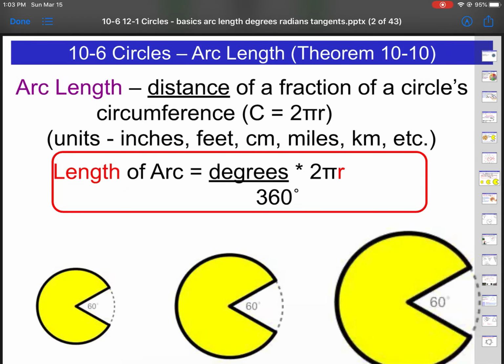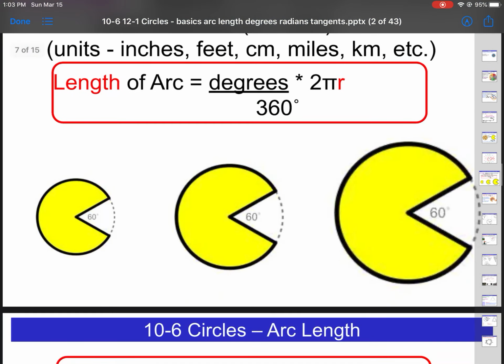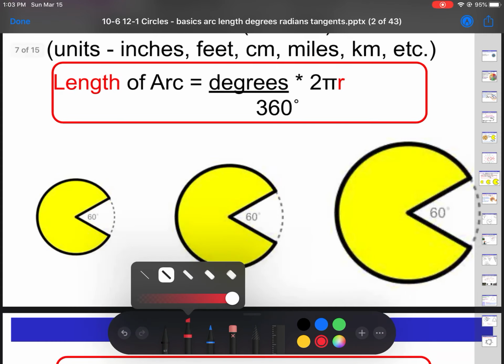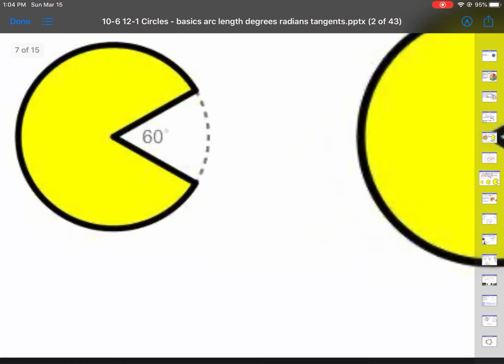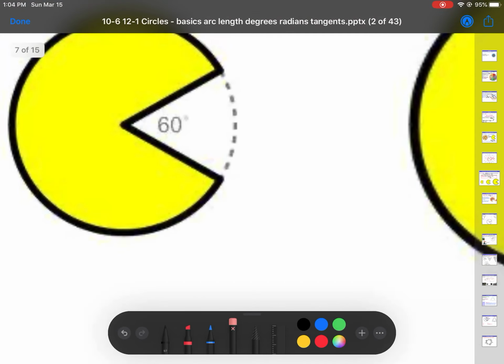So arc length is like a percentage of the circumference. So the arc length is now this length right here. Okay. So all we need to do is take 60 degrees. Let me zoom in a little, makes it easier to write. So let's give some value to this radius. Let's call this 5 units. Doesn't matter what it is.